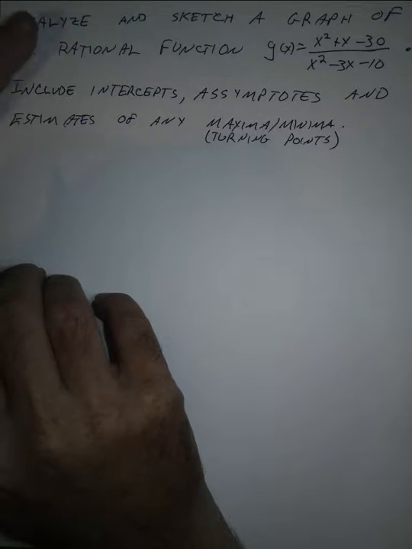In this case, the question we're going to deal with is to analyze and sketch a graph of the rational function g of x equals x squared plus x minus 30 divided by x squared minus 3x plus 10. We want to include any intercepts, asymptotes, which is something new that we weren't seeing with just polynomials, and estimates of any maxima or minima. We should certainly include end behavior as well, but that's going to deal with the asymptotes here.